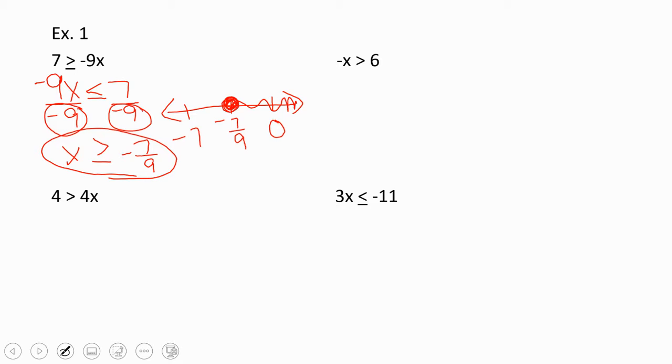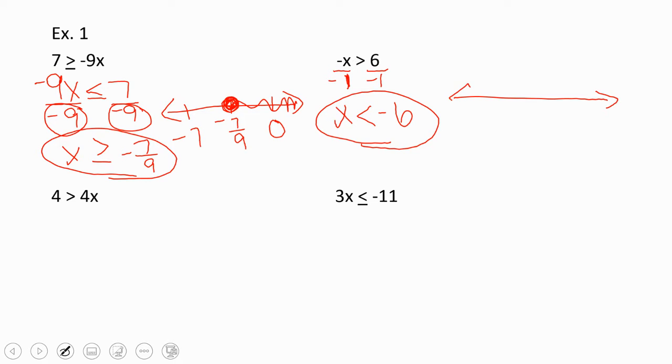My variable is already on the left. I need to divide by negative 1 to get a positive 1 for my x. Negative 1 divided by negative 1 is positive 1x. And 6 divided by negative 1 is negative 6. And I flip my sign. Okay. Graph it. It's just less than, so open circle, shading to the left.